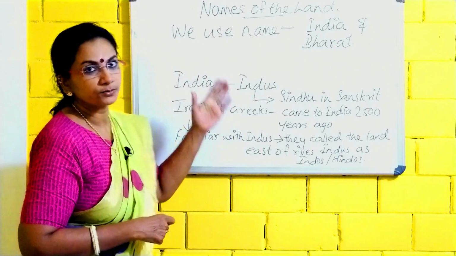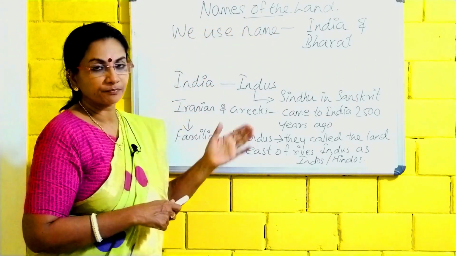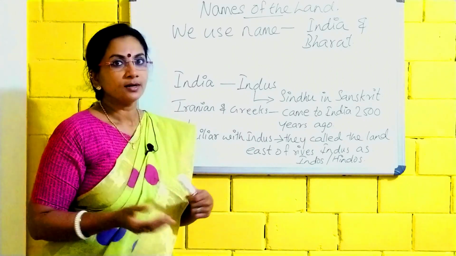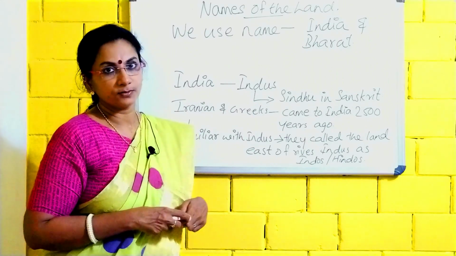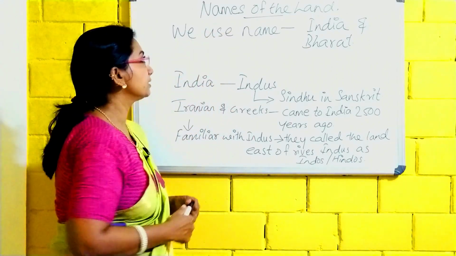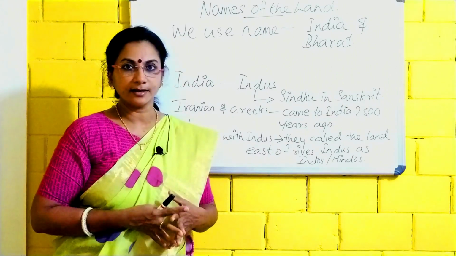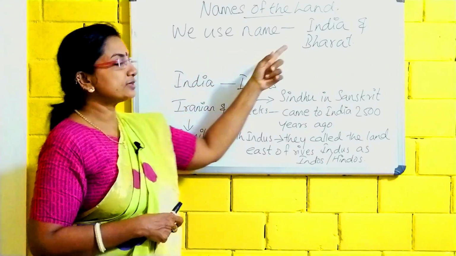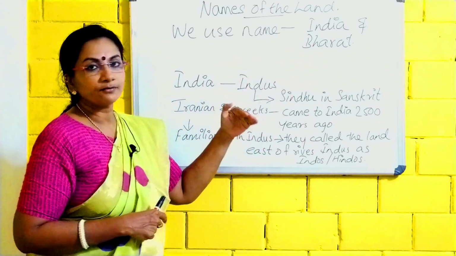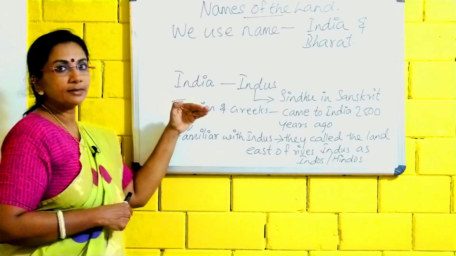Okay, so we can go to the next heading, names of the land. This is the next heading in our textbook. I thought that you read the textbook also. We know that we are calling our country India and Bharat. Here we use two names, India and Bharat. So we have to find out how the name India came.